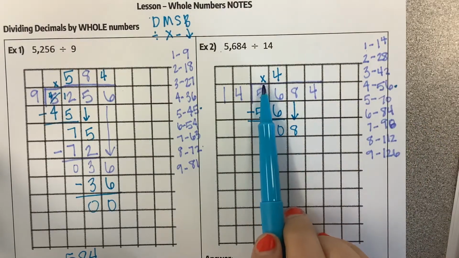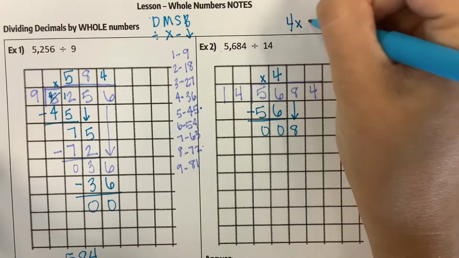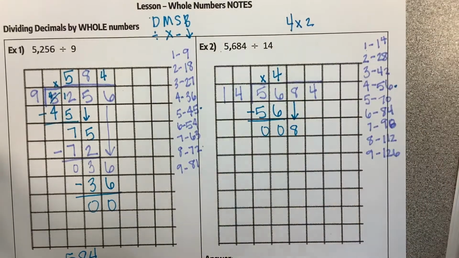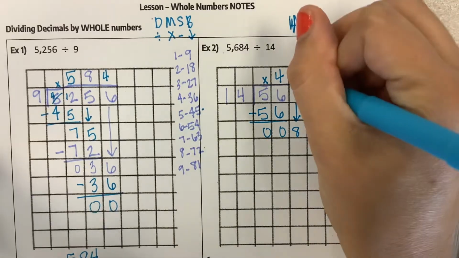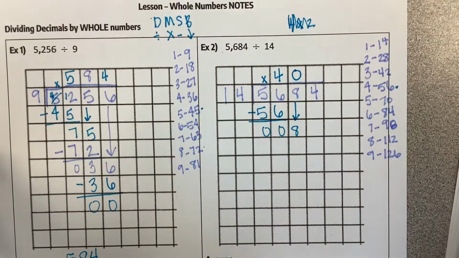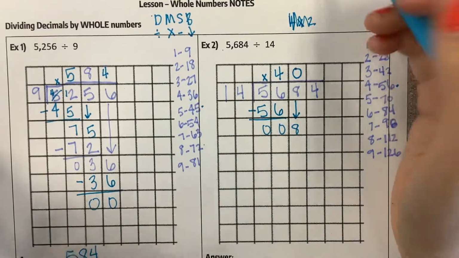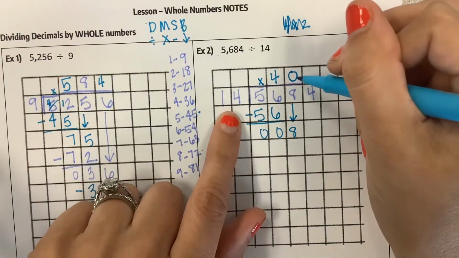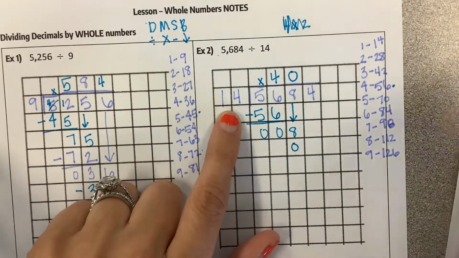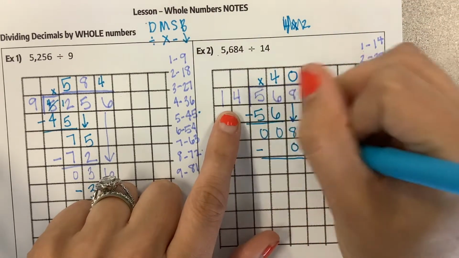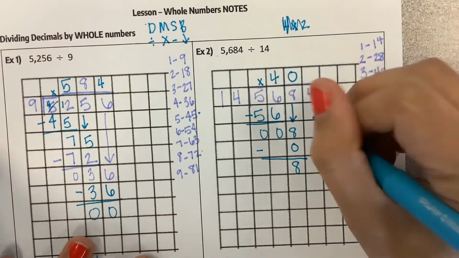I'm not going to draw an X because now we have a number, and it wouldn't make sense to have a number like 4x2. That's not a number. That doesn't make sense. So if something doesn't go into something, it goes in 0 times. It's important to include that step, otherwise you're going to make a mistake probably. So we multiply. 14 times 0 is 0. And now I subtract. 8 minus 0 is 8. And last step is to bring down.